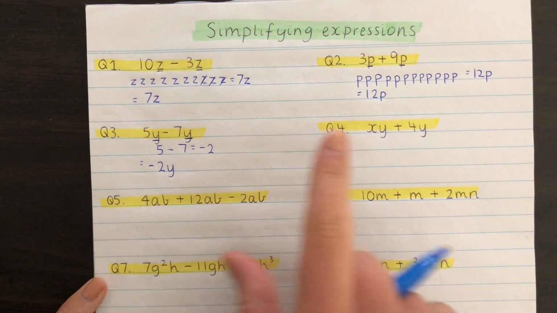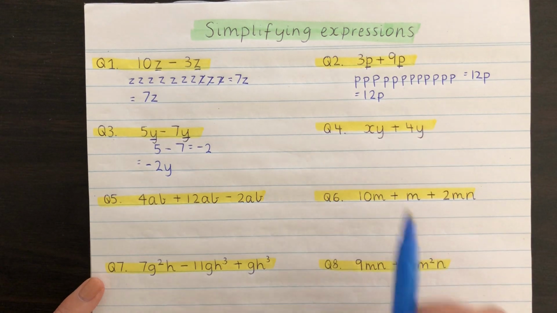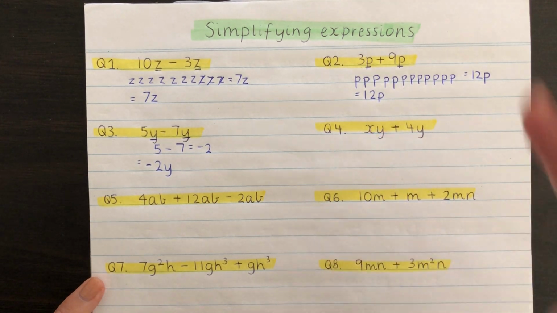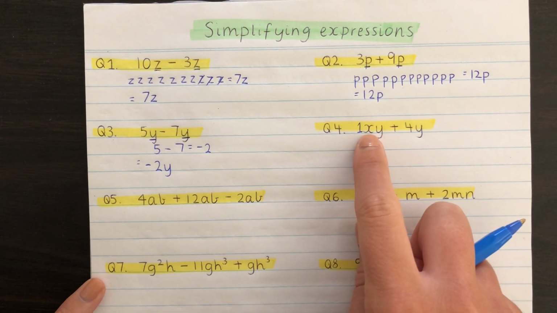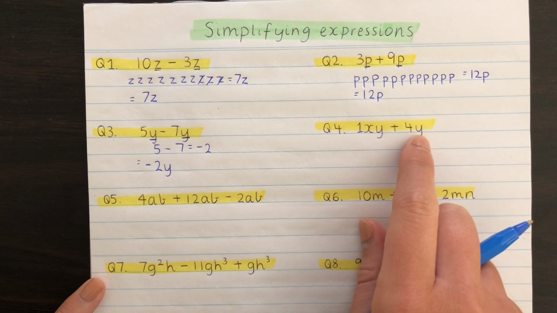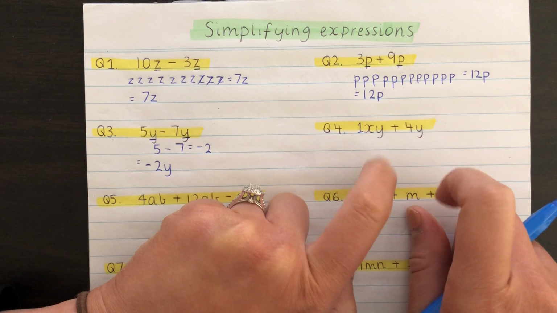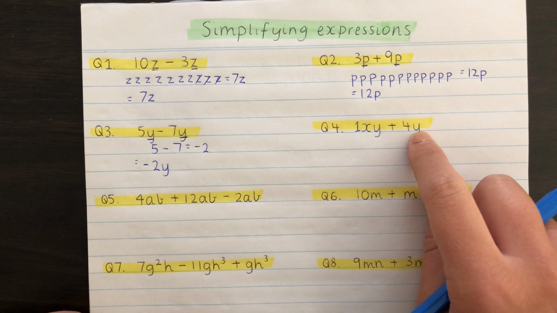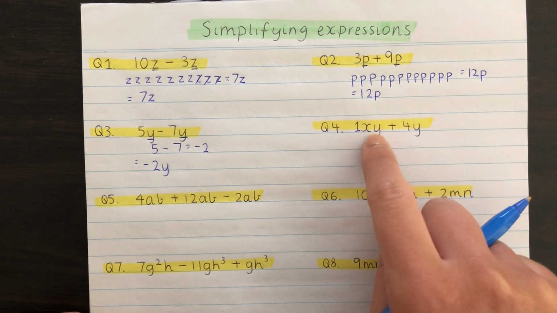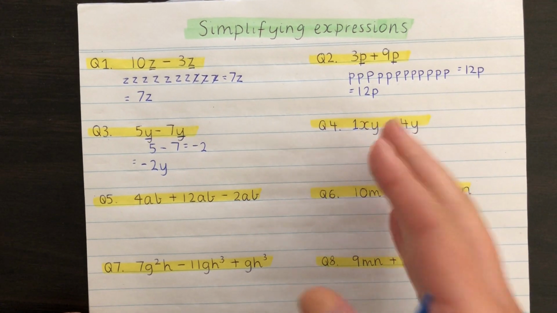Question 4, xy plus 4y. Straight away we know that if there's no number, there's an imaginary 1, so I'll just put that in there. Now let's see if these are like terms. Here we've got xy, but over here we have just a y by itself. Yes, there are y's in both, but here we have xy together, and here we have 4 y's. So xy is not the same as y by itself. They're different.